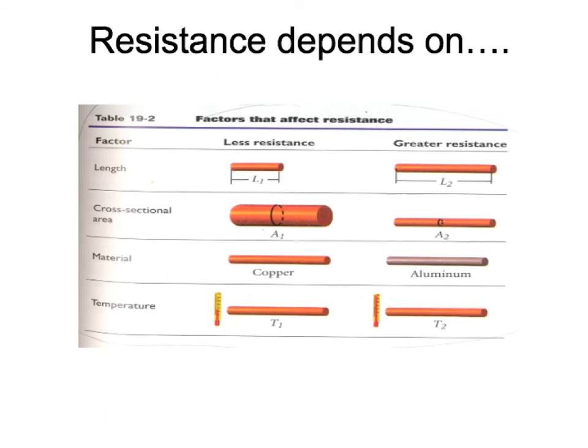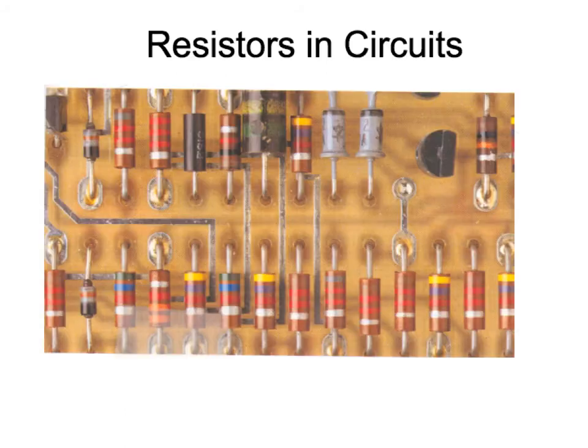So here's some examples of what's going to cause or help resistance. And this is what the resistors look like in your electricity packets. They do not have a positive or negative, so it doesn't matter how you put those in.